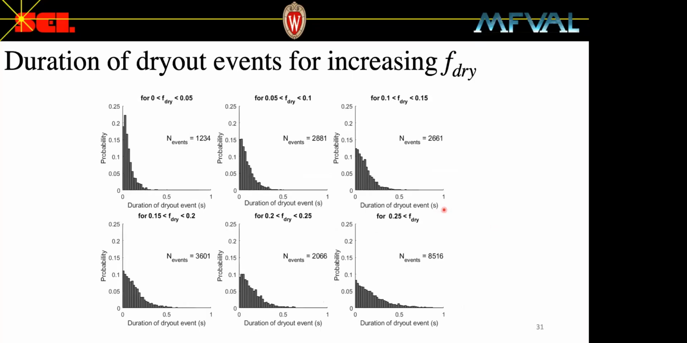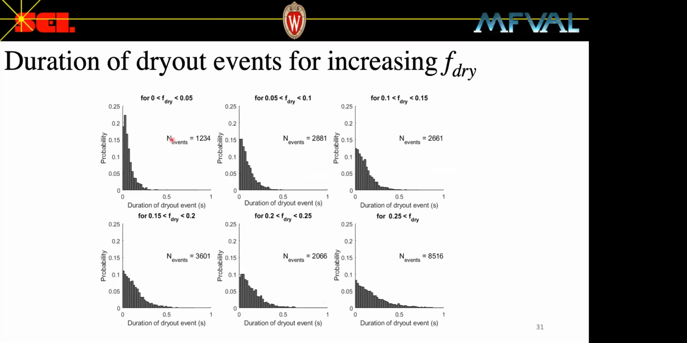All right, so now we're going to look at some statistics that we gathered using the laser reflectance technique. Here, the duration of dryout events is shown for increasing dry fraction. For low dry fractions, shown here, the length of dryout events is very short. The window dries and immediately is re-wet.